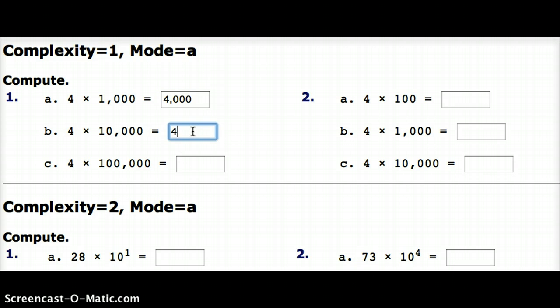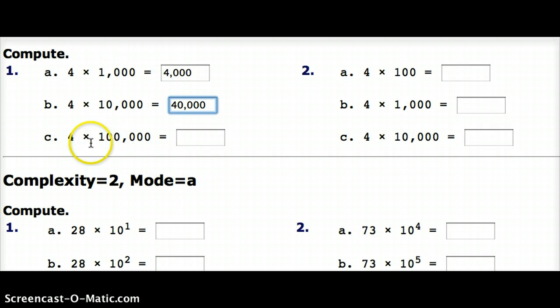Same thing here. So right now, it looks like that, just 4, then a decimal, then a bunch of zeros. I need to move this decimal over 1, 2, 3, 4 spaces to the right. So it's starting there, 1, 2, 3, 4 spaces to the right. So the decimal is actually going to be at the end of this. So this is my answer, and it is 40,000.